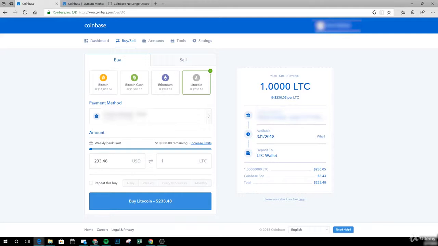It'll say when it's going to be available. It'll say what payment method I'm using and what exactly I'm buying, and then where it'll be deposited to, which is my Litecoin wallet that's automatically set up on my Coinbase account. And then taking a look at this other breakdown, we have the Coinbase fee, which Coinbase does take out as a user fee, and that fee is a little bit lower for a bank account in comparison to using a debit card. And then you have the total that you're going to be spending on this transaction. Then when you're ready to make your purchase, just click on Buy Litecoin and you're good to go.